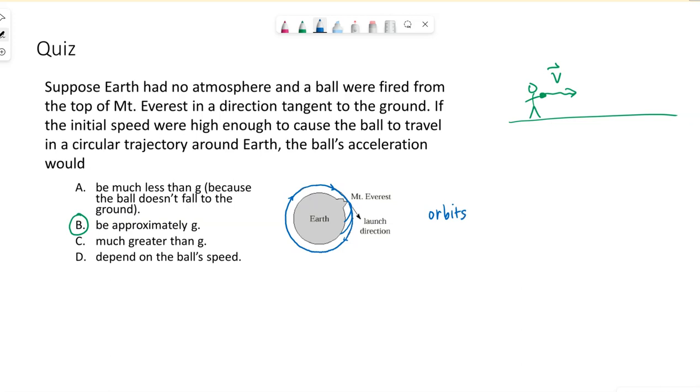We will talk about circular orbits in the next slide. Orbits, of course, are not all perfectly circular. Some of them are elliptical. It depends upon the speed of the object, which we'll talk about in the next video.